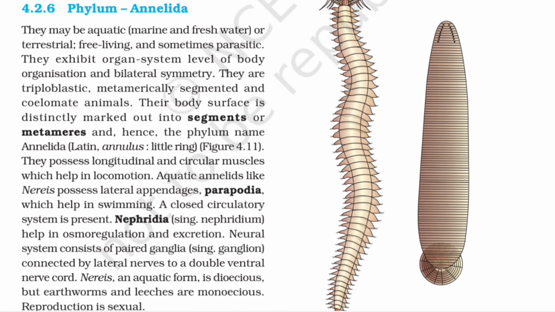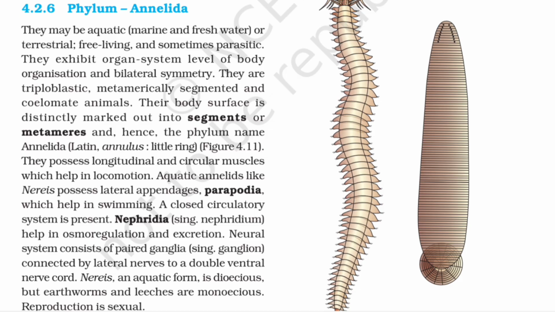They may be aquatic, marine and freshwater or terrestrial, free living and sometimes parasitic. They exhibit organ system level of body organization and bilateral symmetry. They are triploblastic, metamerically segmented and coelomate animals.